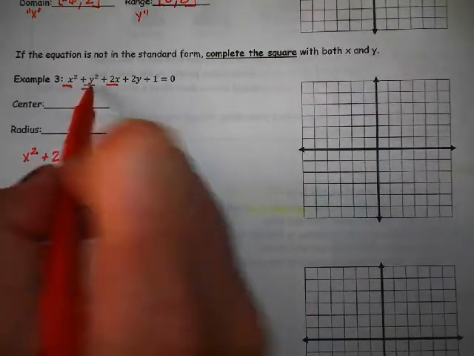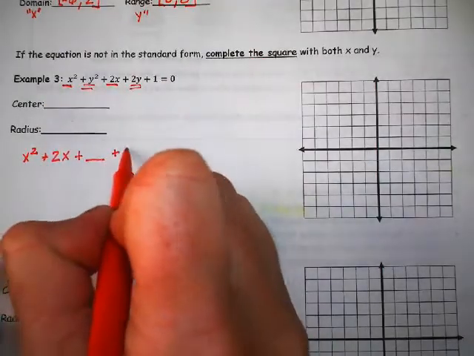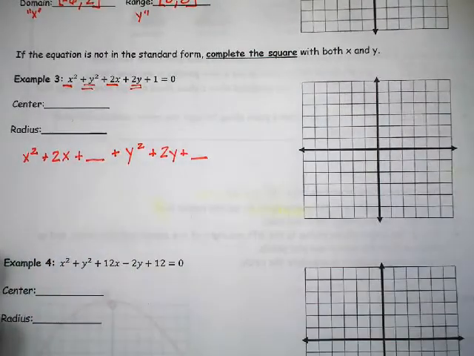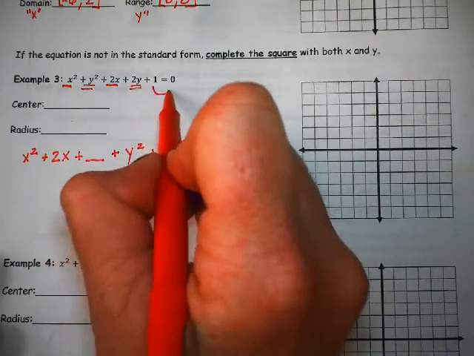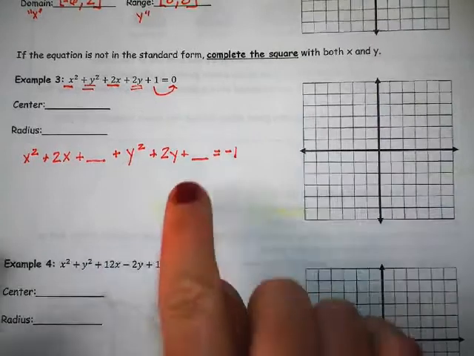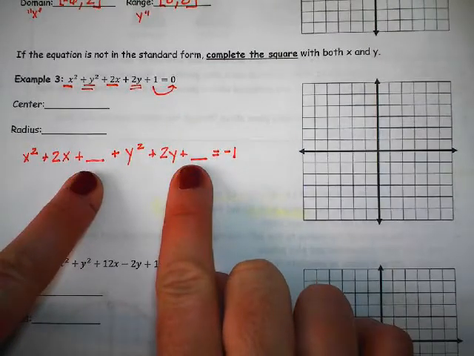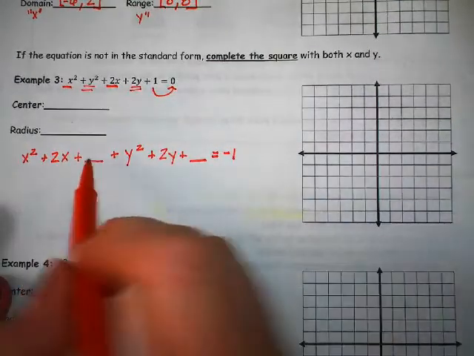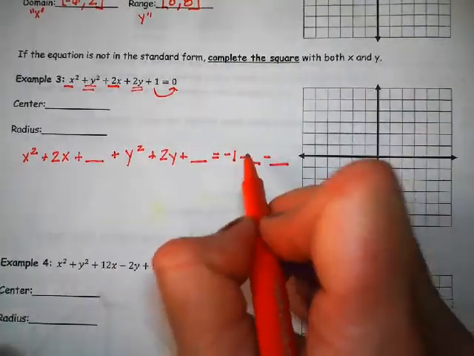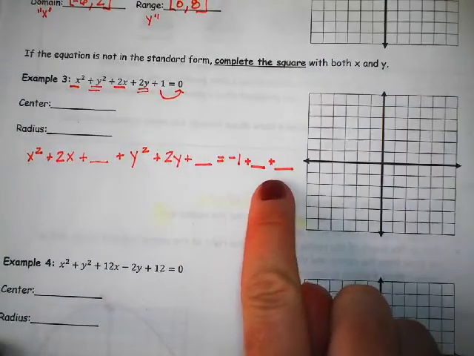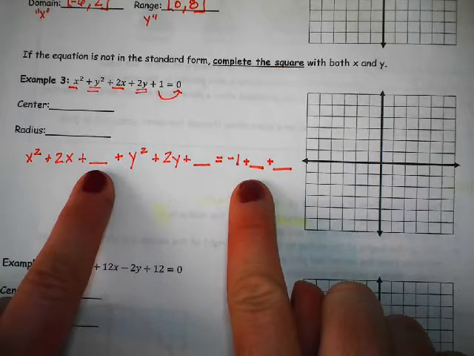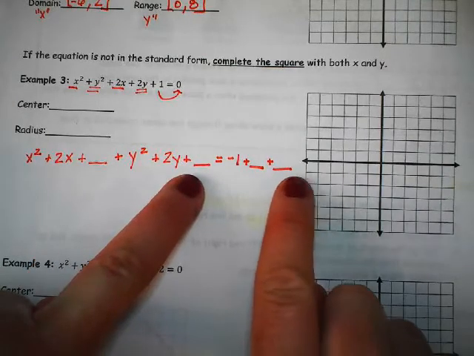Then I'm going to put the y terms together. Plus y squared plus 2y plus blank. And then anything else is going to move to the opposite side of the equal sign. So equals negative 1. Now I can't just randomly add these numbers to my equation because that will change my problem. If I'm going to add something on the left side of the equal sign, I also need to add it on the right. If I add something on the left, I need to add it on the right.